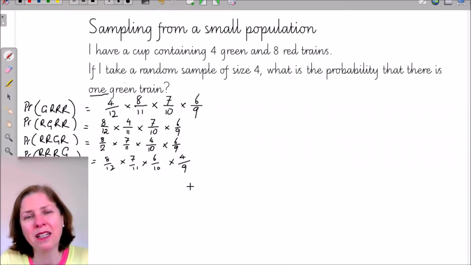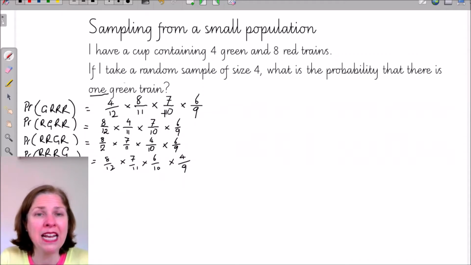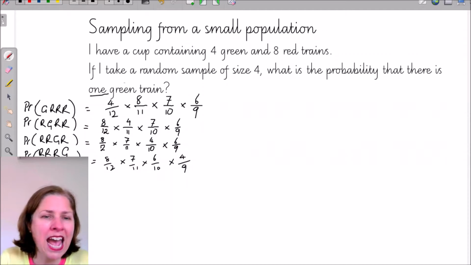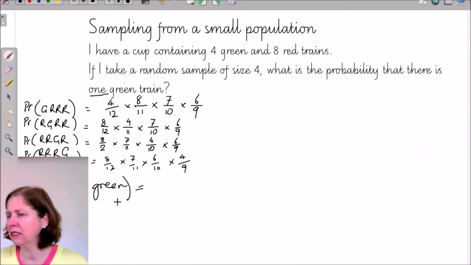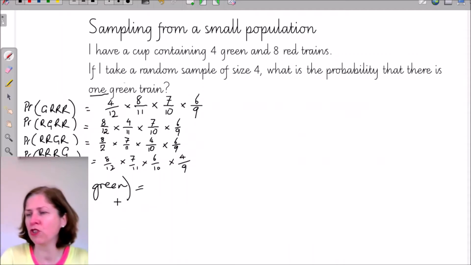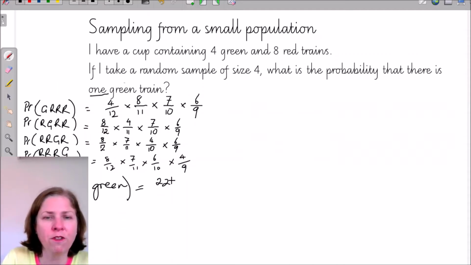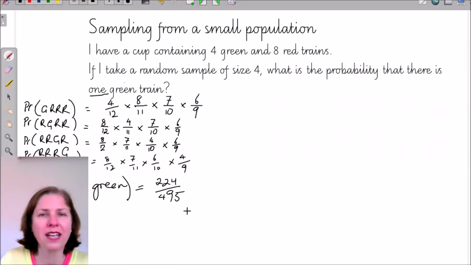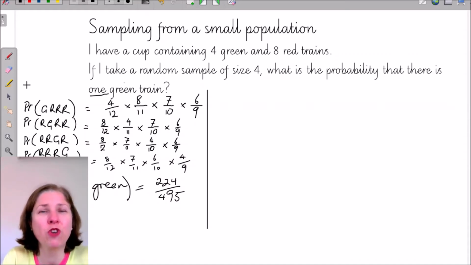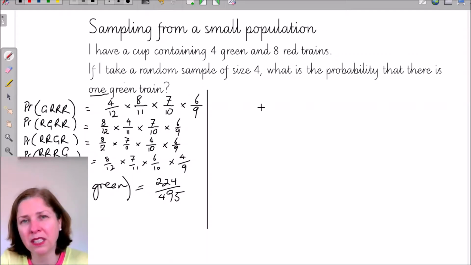Now, hopefully you've seen a pattern. My numerator is 4 by 8 by 7 by 6 each time, just in different orders, and my denominator each time is 12 by 11 by 10 by 9. So when I add all of those together, the probability of having 1 green, I just did it on my calculator, is 224 over 495. You definitely don't want to do that by hand. Okay, that's one way of doing it. But we also want to do a little bit of revision because there is another way of doing it, and if we've got a lot of these to calculate, we do want something a little bit faster.